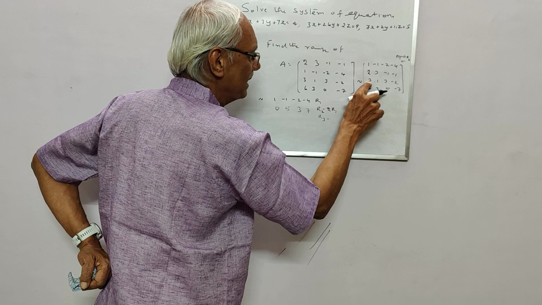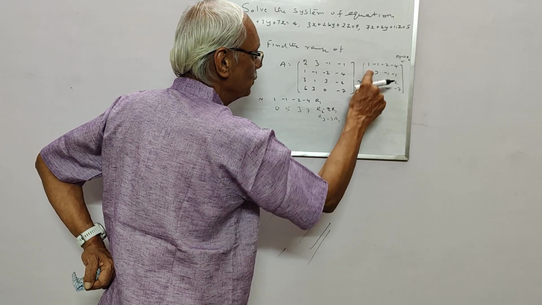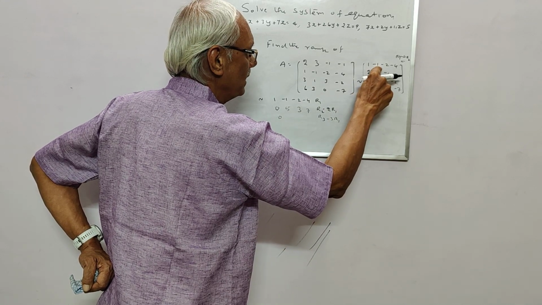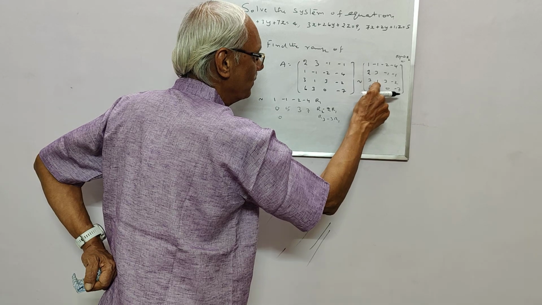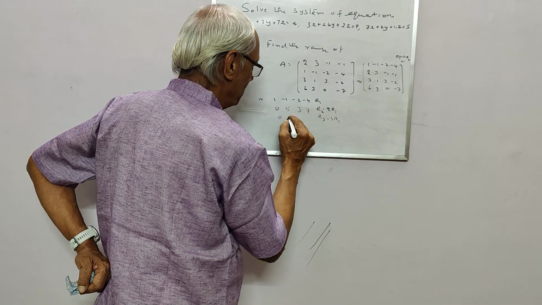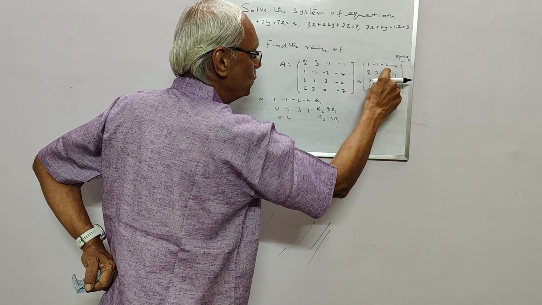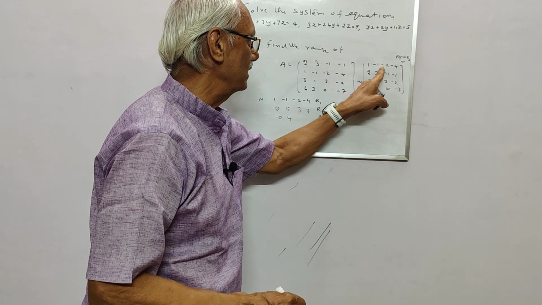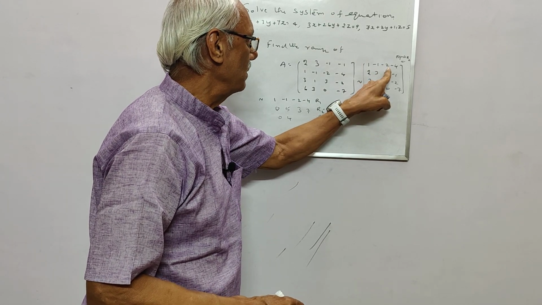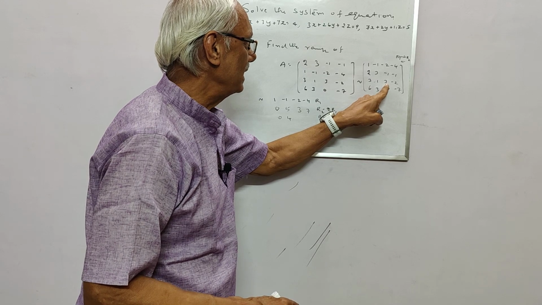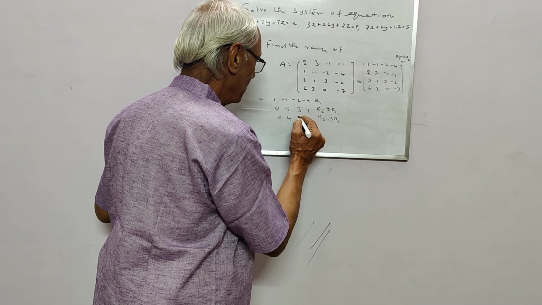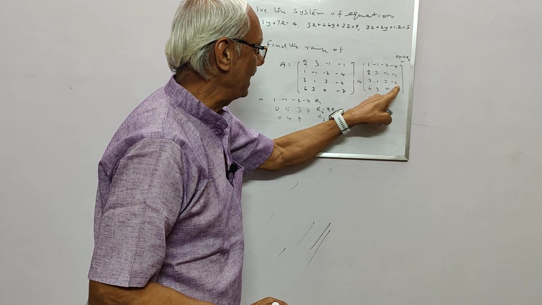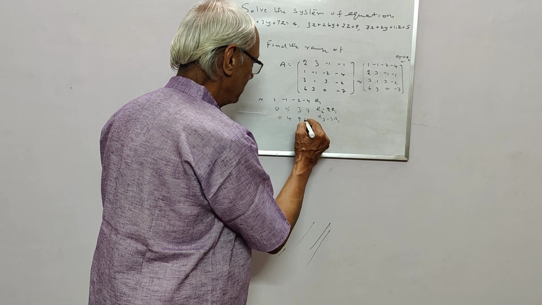Then R3: here 3, I must get rid of this 3, so R3 - 3R1. So 3 into 1 is 3, 3 minus 3 is 0. 3 into -1 is -3, you subtract from 1, so it becomes plus 3, it will be 4. Then 3 into 1, 3 minus 3, 3 into -1... 4. 3 into -2 is -6, if you subtract, it becomes plus 6, it will be 9. Then 3 into -4 is -12, you subtract, you get plus 12, so it will be 10.